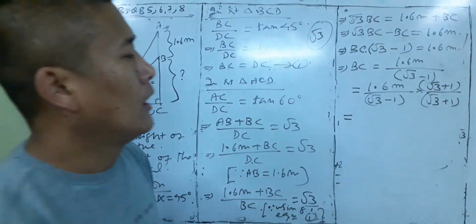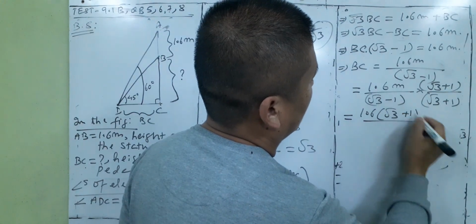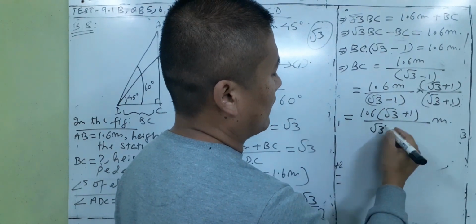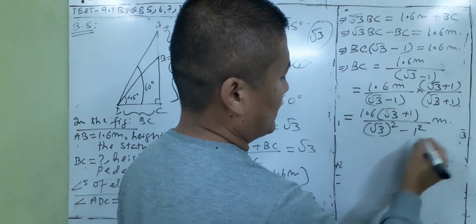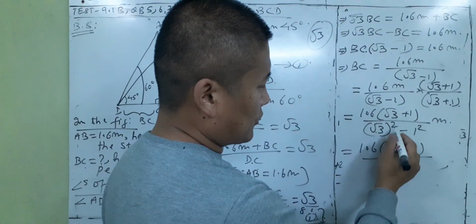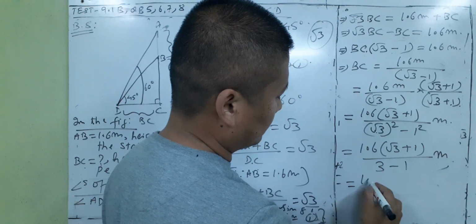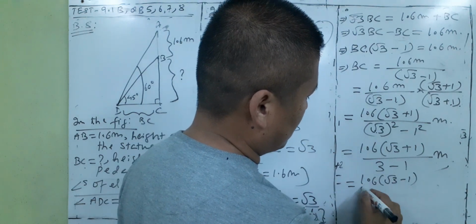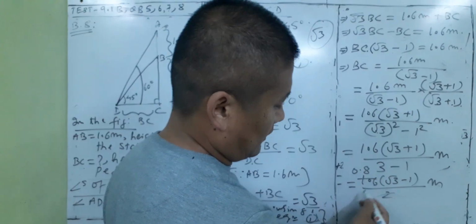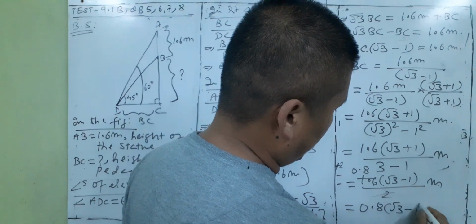Irrational sign will disappear. You can see now 1.6 into this one, root 3 plus 1, and meter, you can put it at the back. And then a minus b into a plus b, we know this formula previously also, a square minus b square. So here 1.6 into root 3 plus 1 divided by root 3 square minus 1 square, the square will cut the root. Then here 1.6 into root 3 plus 1 by 3 minus 1 is 2, and meter. Here 2 into 0.8 is 1.6. So height here will be 0.8 into root 3 plus 1 meter.